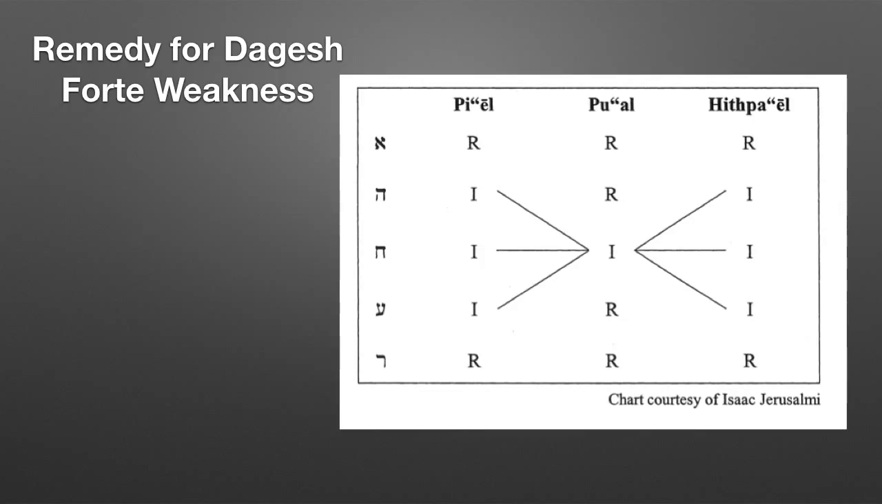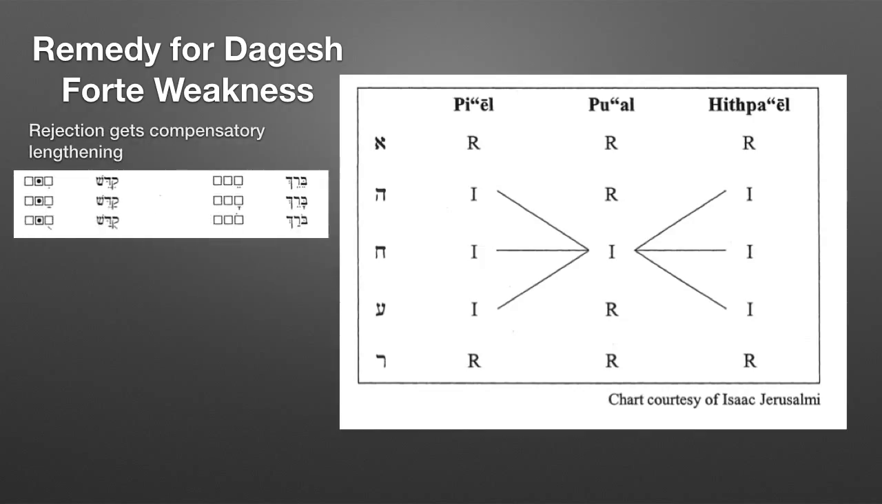I just mentioned the compensatory lengthening, and I have this little note here. I'm not sure if you guys can see those. This is very small on my screen, but this is in the textbook. Just know that the rejection of the dagesh gets compensatory lengthening. The one that I think I wanted to highlight here for you is the third one there at the bottom.